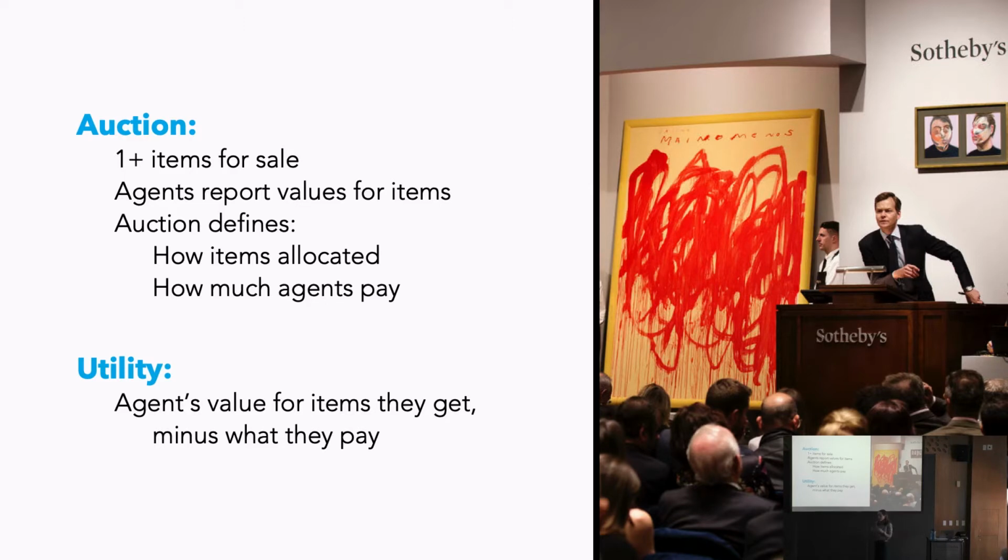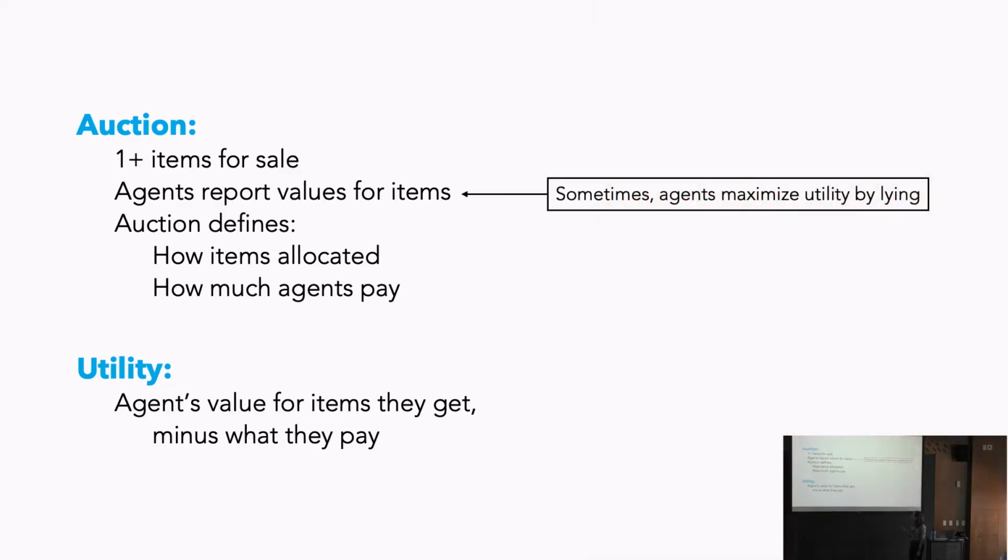This talk is going to be primarily concerned with the notion of utility. And this is how much the agents value what they get minus the price that they paid. And it's really important when you're thinking about an auction to think about how the agents are going to be incentivized to interact with this auction. And in particular, an auction might be defined such that agents can maximize their utility by bidding strategically. So when they report their values to the auctioneer, they might be lying about what their true values for the items for sale are.